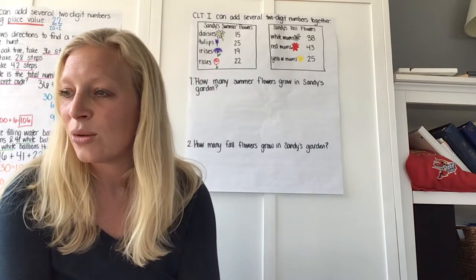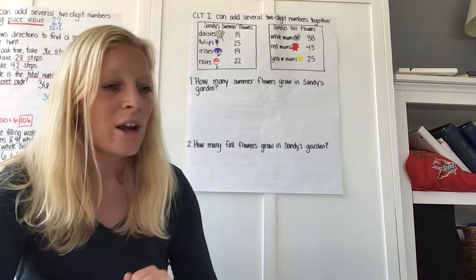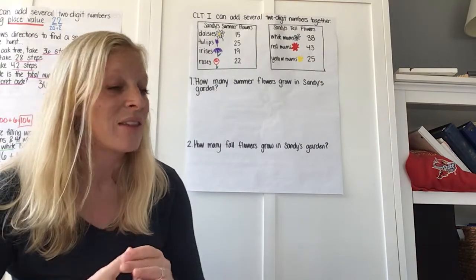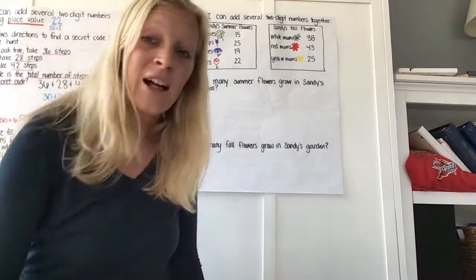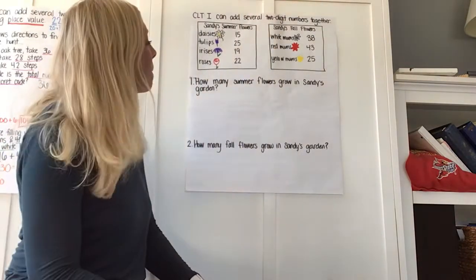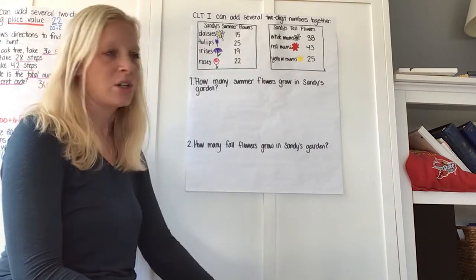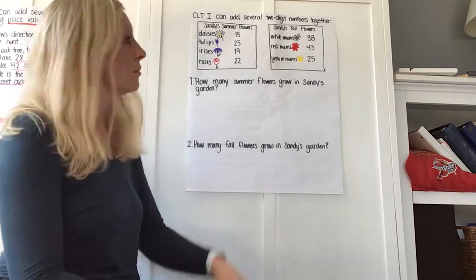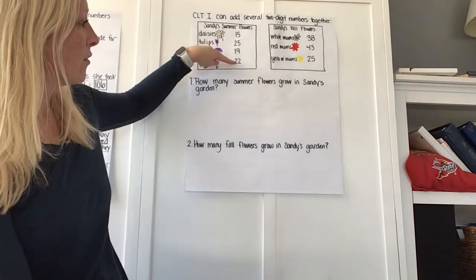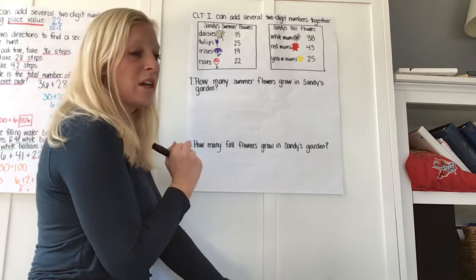Now, before we get started, can you write an equation that would show us what we need to do to find out the total number of summer flowers? What equation could we write to help us add these, or to show us how many summer flowers she has all together? How many numbers are in your equation? 1, 2, 3, 4. And then we have our unknown, right? We can't forget to add each of those pieces. What would that equation look like?